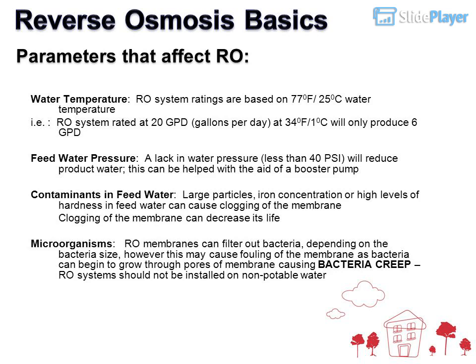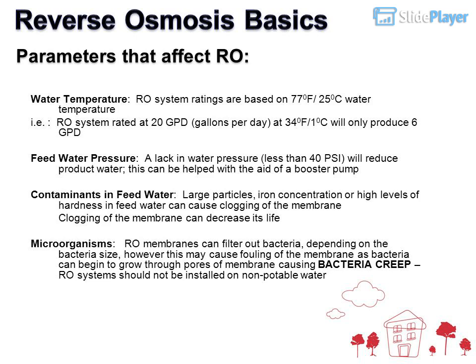Parameters that affect RO. Water temperature. RO system ratings are based on 77°F/25°C water temperature, i.e., an RO system rated at 20 GPD, gallons per day, at 77°F/25°C will only produce 6 GPD at 34°F/1°C. Feed water pressure. A lack of water pressure, less than 40 psi, will reduce product water. This can be helped with the aid of a booster pump.